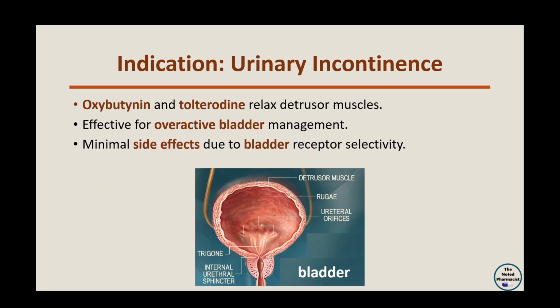Anticholinergics also address overactive bladder and urinary incontinence, improving patients' quality of life. Oxybutynin and tolterodine are commonly used for their ability to relax detrusor muscle contractions. Their selectivity for bladder receptors helps minimize side effects, making them effective options for managing these conditions.